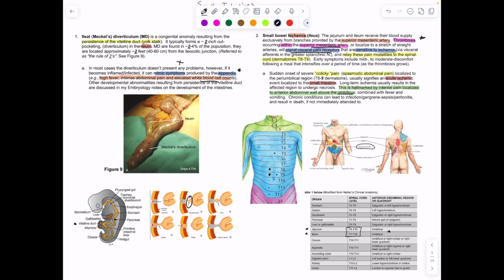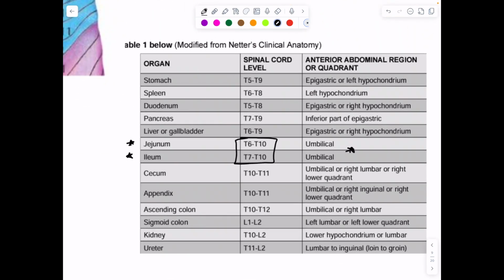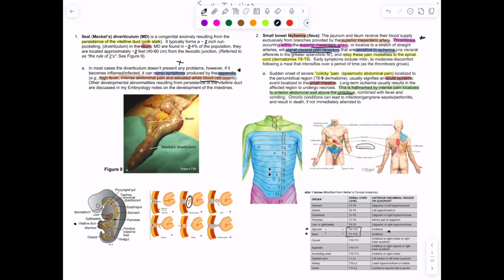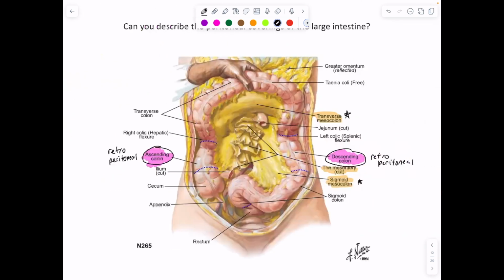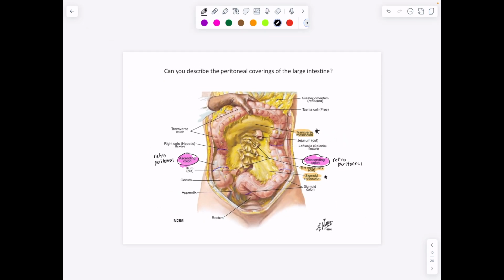And so what we're dealing with is, if you're feeling pain in the jejunum or ileum, it's going to mostly be the greater splanchnic and then lesser splanchnic. So T6 through T10, T7 through T10, and so T6 through T10 right here. And you can see referred pain to the front of the abdomen around the umbilical region. So intense pain around the umbilical region due to ischemia of the small intestines.